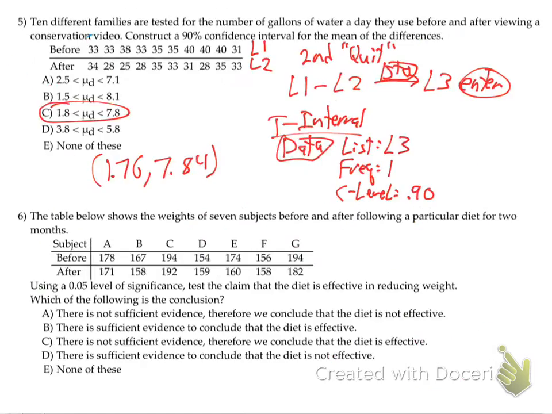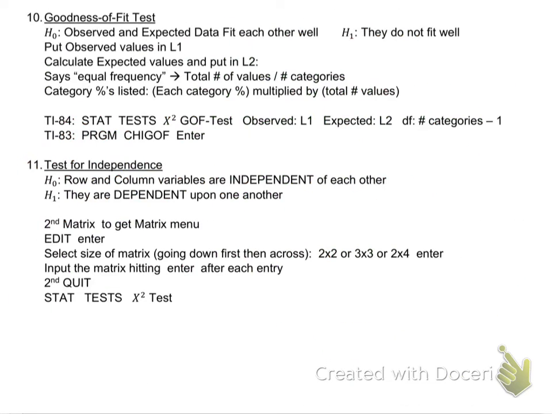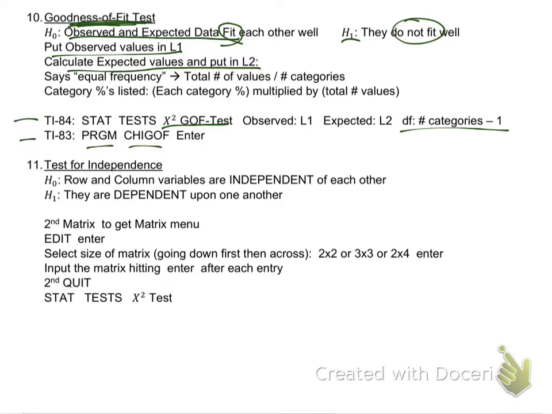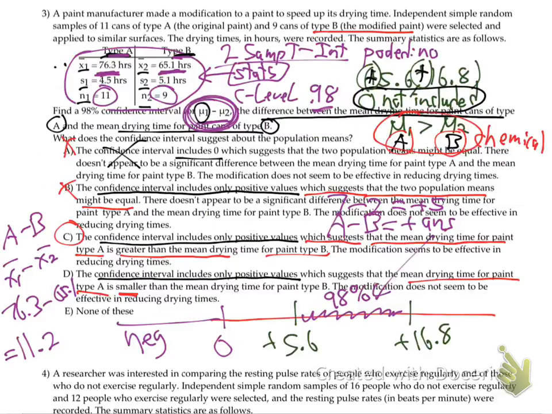So this is goodness of fit. We're going back to, this is goodness of fit right here. H0 is that they fit. H1 is do not fit. Put the observed values in L1. Calculate the expected values and put them in L2. And then if you have a TI-84, you got to do chi-square goodness of fit. Degrees of freedom is number of categories minus 1. If you have a TI-83, you just hit program chi goodness of fit. And you got it. So let's go back to that.